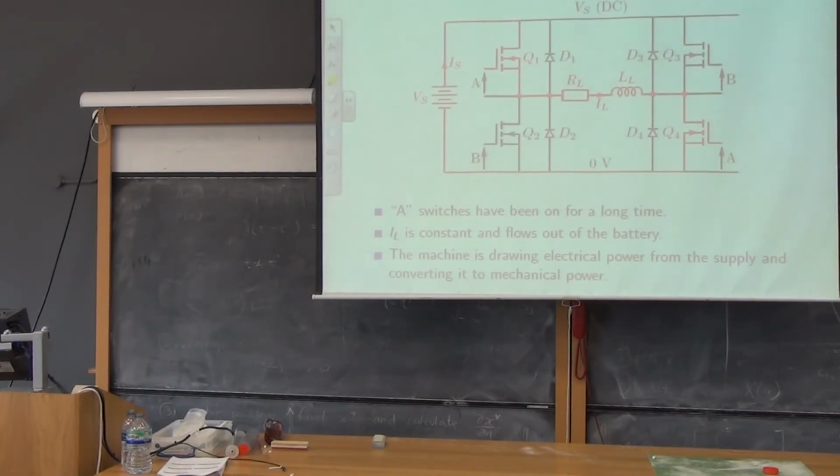And we'll assume that IA is constant and the A switches have been on for a long time, so we're not worried about any exponentials that we might get due to the machine spinning up or anything like that. We'll say that it's been running for ages. So the machine is drawing electrical power from the supply and converting it into mechanical power. That's to say, energy leaves our chemical energy source and ends up as rotational energy, described by the inductance.